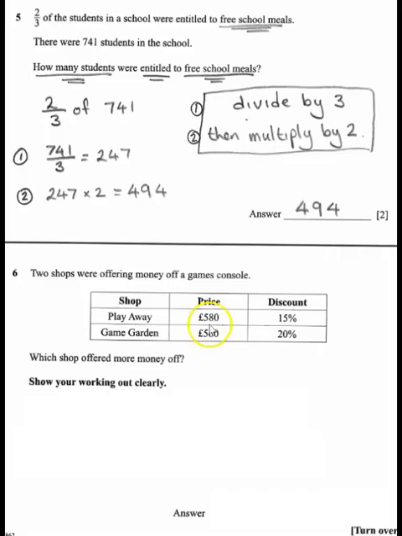Question 6, it says 2 shops were offering money off a games console. You've got Play Away and Game Garden. Play Away has £580 and its discount is 15%, and £560 is for Game Garden, and that's 20% off. So discount just means to kind of minus it or take it away. So it's asking you which shop offered more money off, and show your working out clearly.